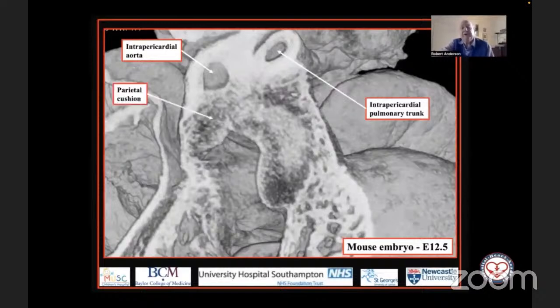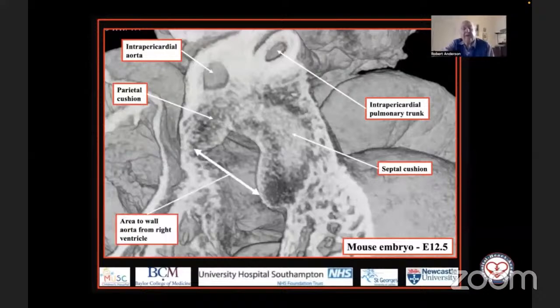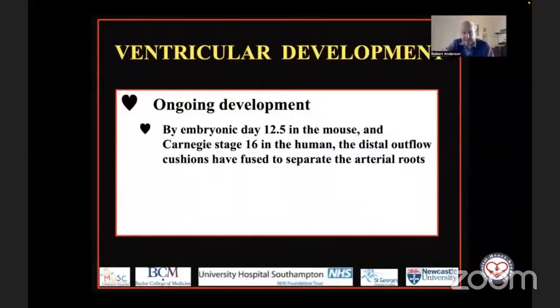At this stage, the distal parts of the cushions have fused together. And one of the cushions is attached to the septum, the other is attached to the parietal wall of the right ventricle. And as they complete their fusion, they are going to build a shelf in the roof of the developing right ventricle. They're going to build a partition, and that partition is going to put the aortic root into communication through the secondary interventricular foramen with the cavity of the left ventricle. So let's look at this process in some detail.